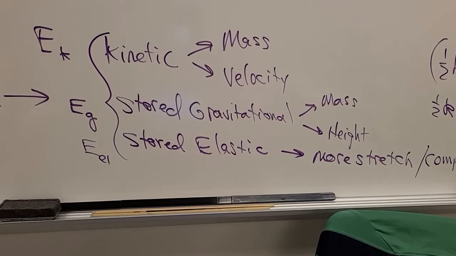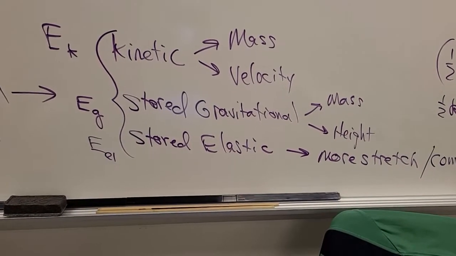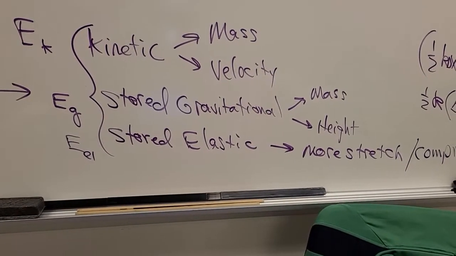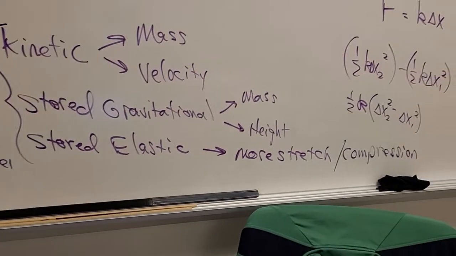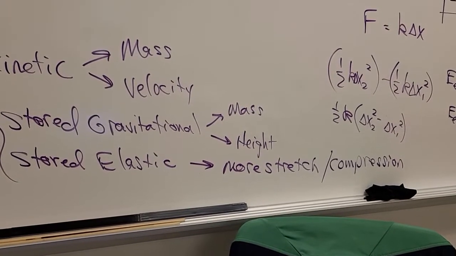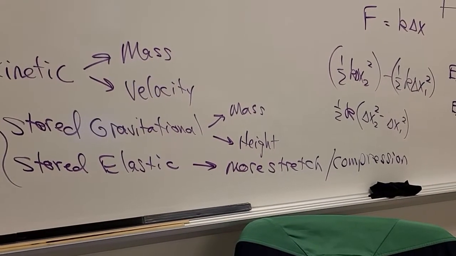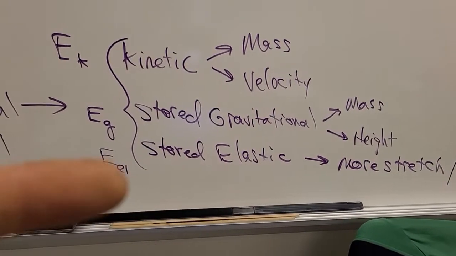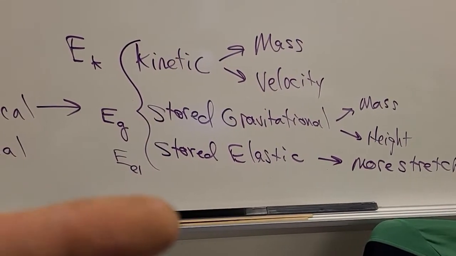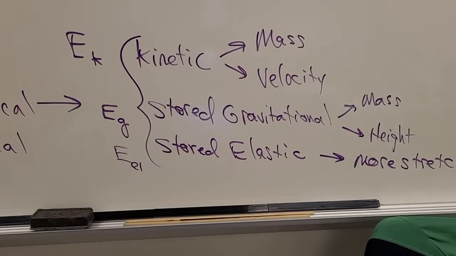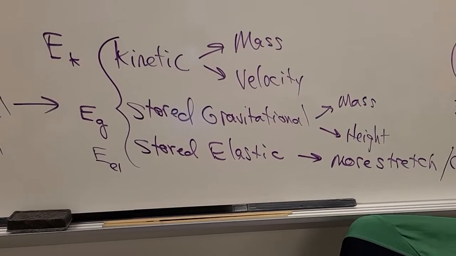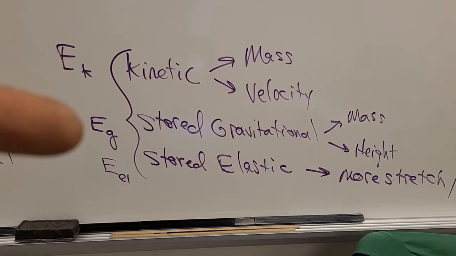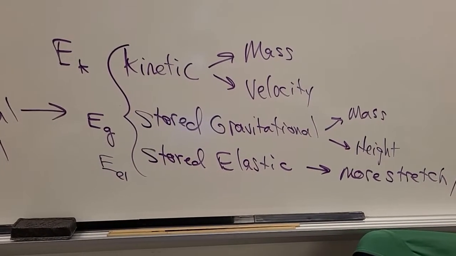Then, well, the bottom one here is what I showed you next, and that is stored elastic energy. And it's stored with how things can be stretched or compressed. Stretching and compressing is how you store that energy. And we call it EEL, EEL for elastic. So elastic energy. And the last one I showed was gravitational. So E little g there, EG, is stored gravitational.